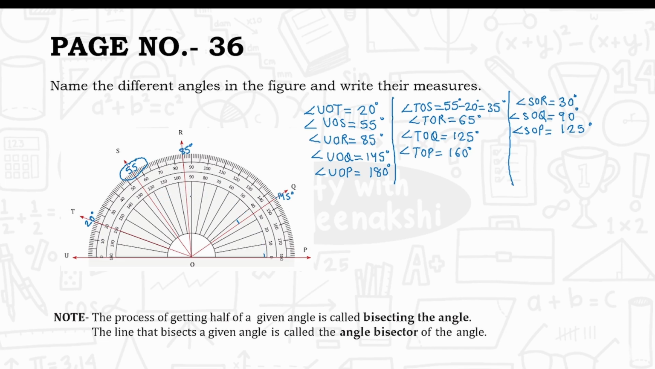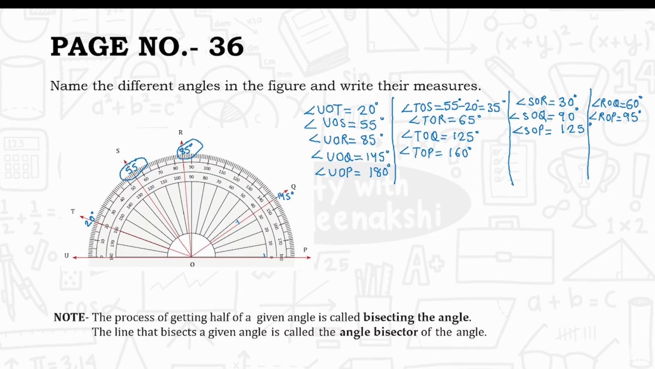Now I will start from R, that is ROQ and ROP. Now I will subtract 85 from ROQ, that is 145 minus 85, that's 60 degree. Now we have to subtract 85 from 180, that's 95 degree. Now again I will rub this.